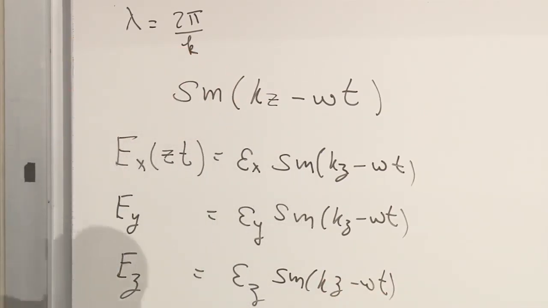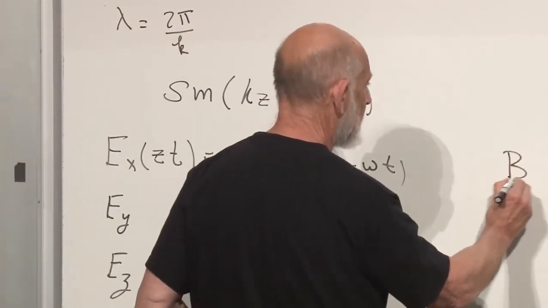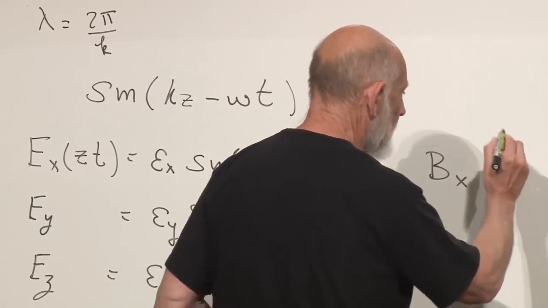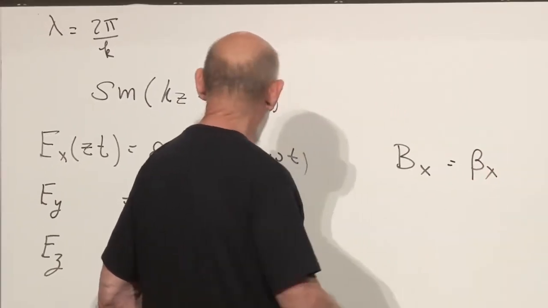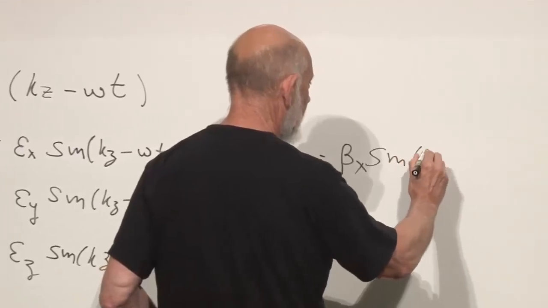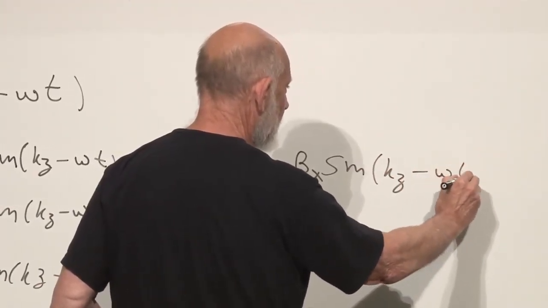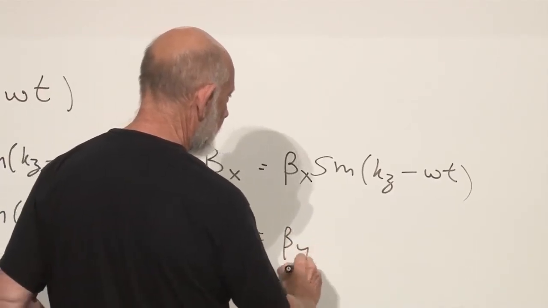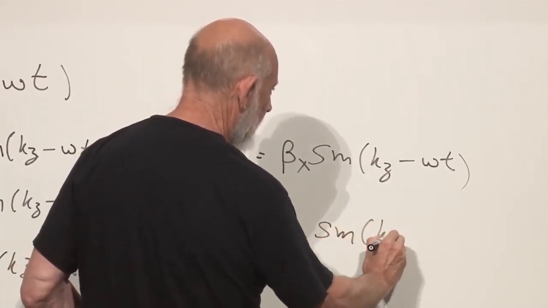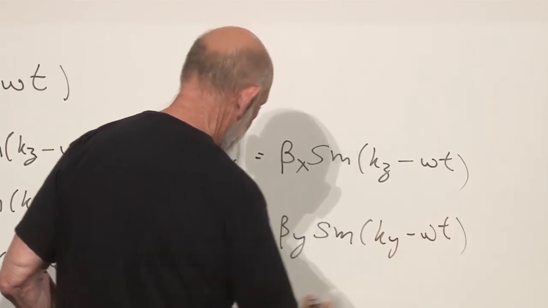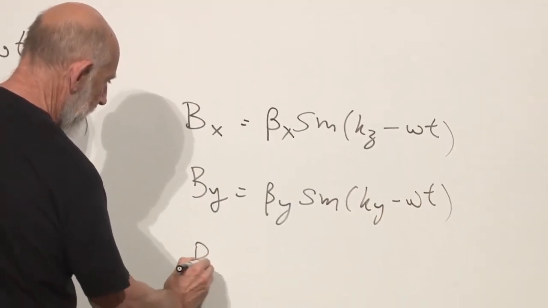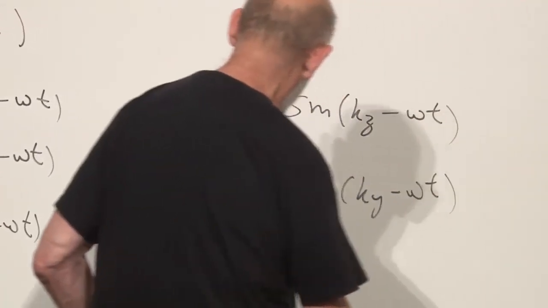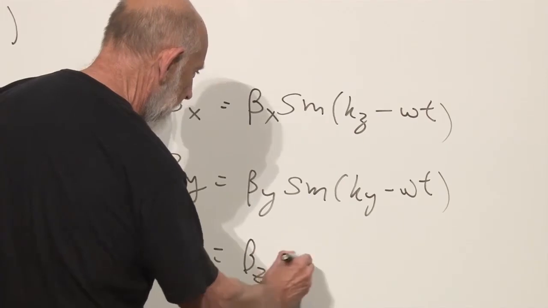Same for the magnetic field. Bx we'll assume has the form, with a new set of numbers we'll call beta. Beta x sine kz minus omega t. I'm getting tired of writing them, but we'll write them anyway. Beta y sine kz minus omega t. And finally, Bz. And I think I'm going to give up and not write it. You know what to write there. Well, I'll write beta z, dot, dot, dot.